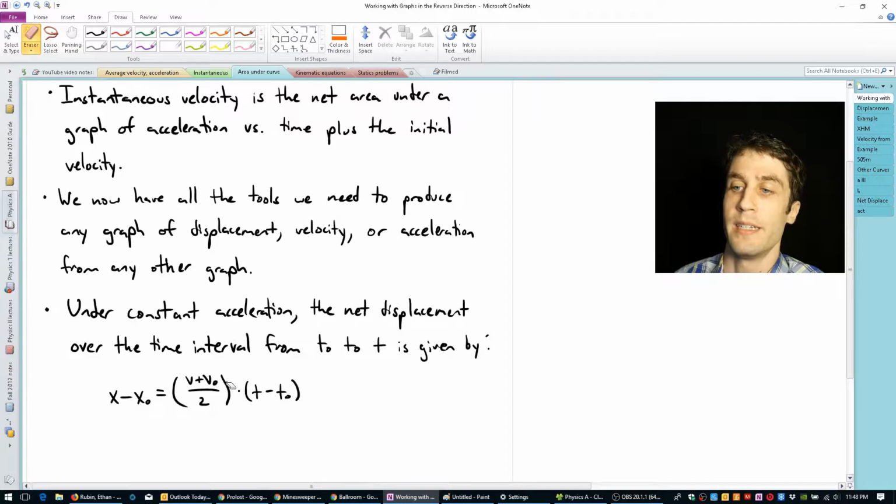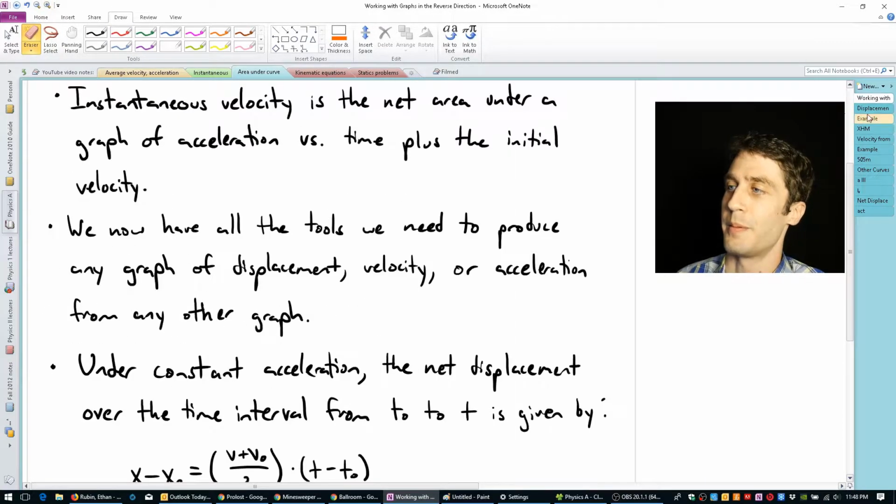Under constant acceleration, the net displacement over the time interval from t0 to t is given by x minus x0 equals (v plus v0) divided by 2 times (t minus t0). The way that I like to interpret this is that the net displacement equals the average velocity times time. I'll explain that a little bit later. But I should emphasize, this only works when we're undergoing constant acceleration.